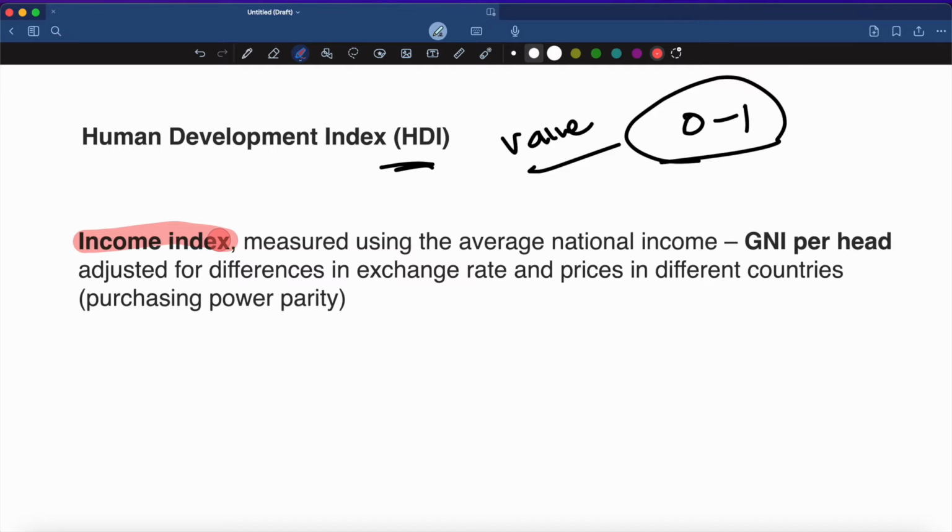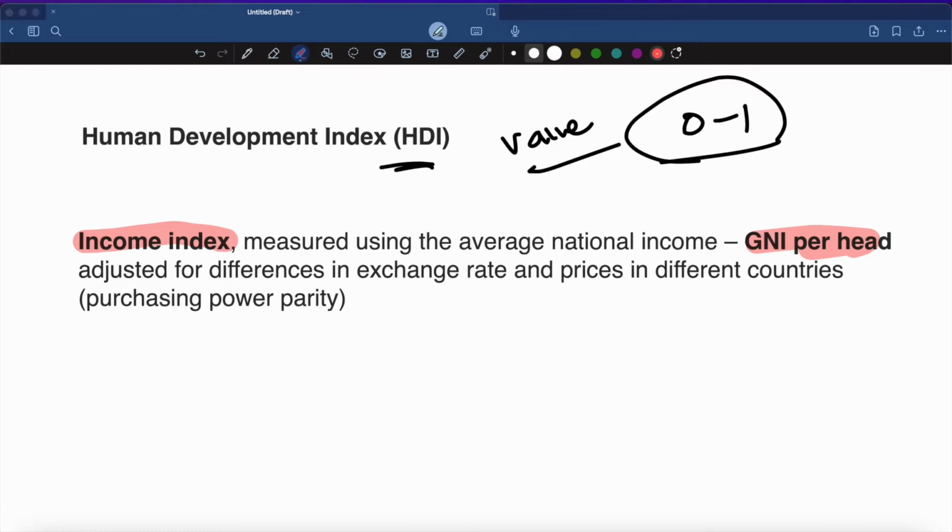So a higher average income in a certain economy means there is a higher chance. It's called GNI per head, which is the national income per head. When I measure this, I can see the average income in my country and give a rank to that.